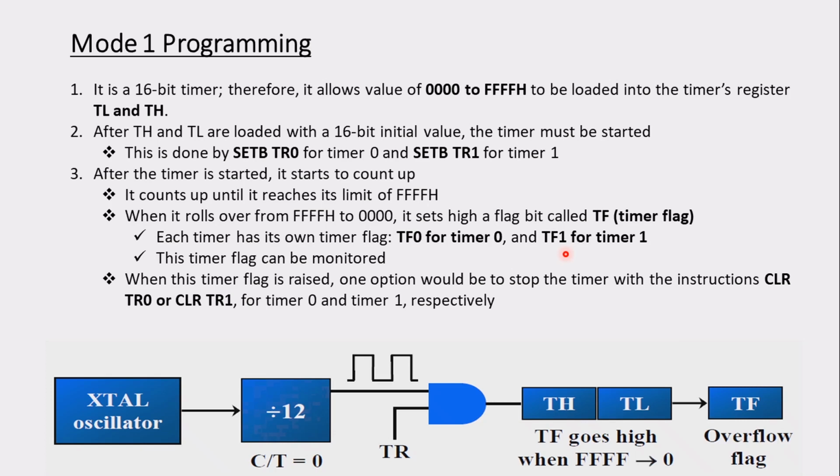Okay, so how can we stop the timer? In order to stop the timer, we are having an instruction called clear TR0. Suppose if we had started timer 0, then we would have given set bit TR0, and if we want to stop timer 0, then we'll be giving clear TR0, or if you want to stop timer 1, then we'll be giving clear TR1.